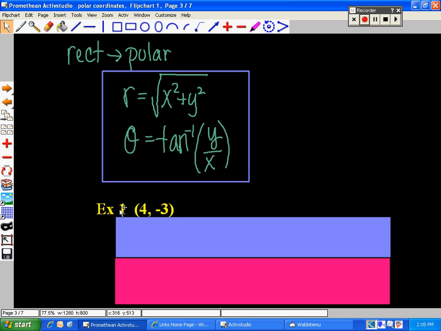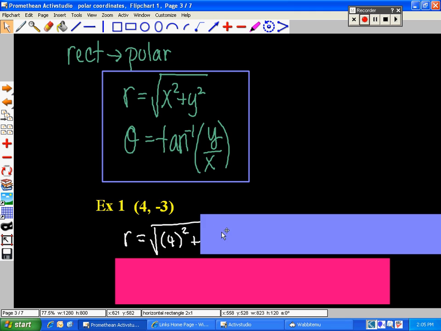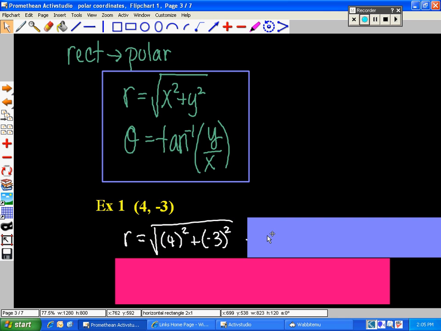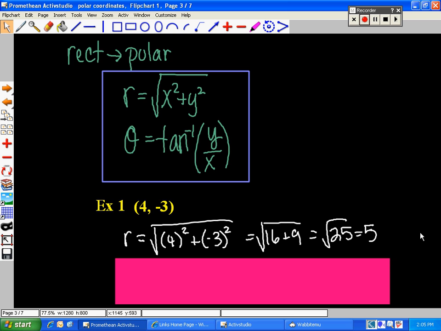So let's say I'm given a point that's in rectangular form. I have an x and a y. And I'm asking you to convert it to polar form. That means your answer should be an r and a theta. You need a radius and an angle. Well, I would take my x and y and plug it into this formula. It's just like the Pythagorean theorem. So plug it on in. We notice that this is a 3, 4, 5 triangle, so our radius is 5.